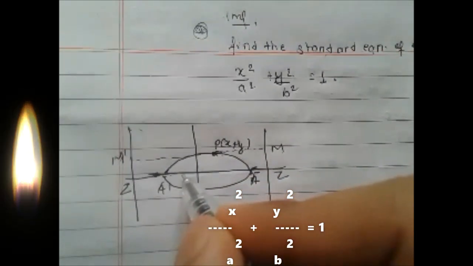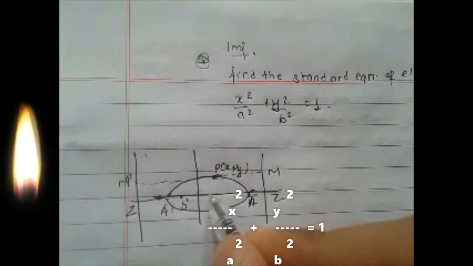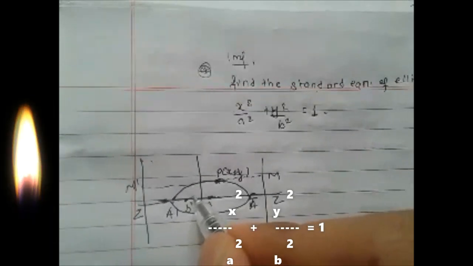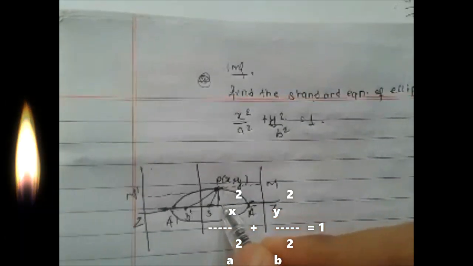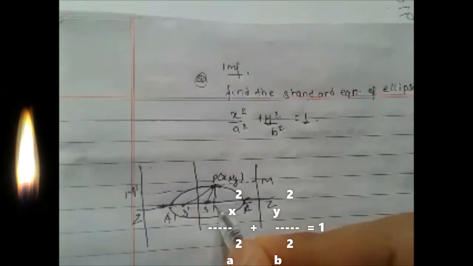Also, what we can do here, we also have focus S dash and focus S. We join these to P, and this is the perpendicular drawn from P to the major axis. Let this be named N.